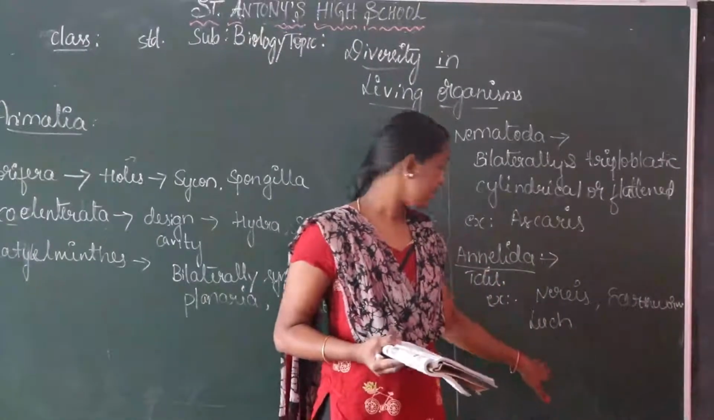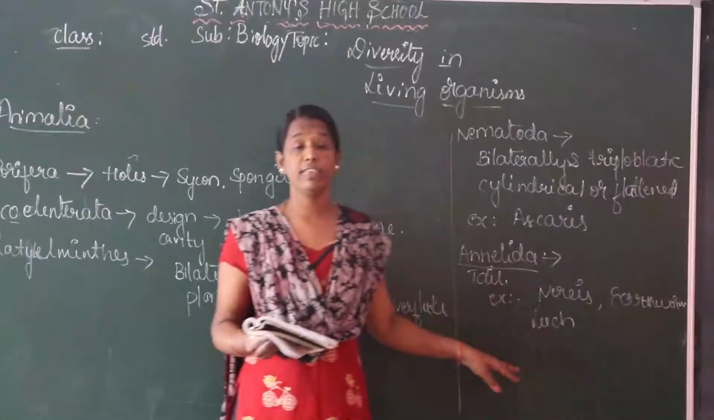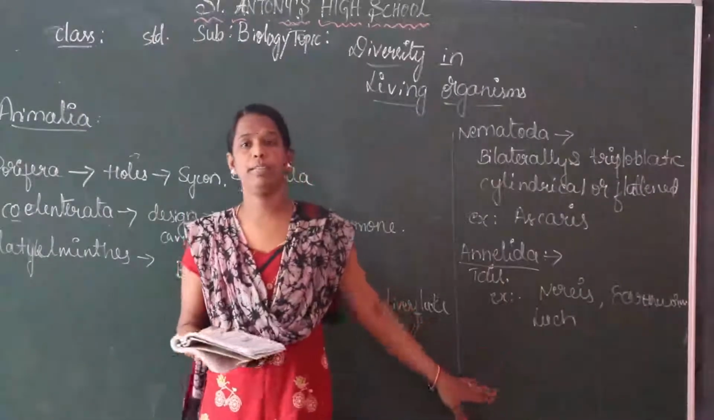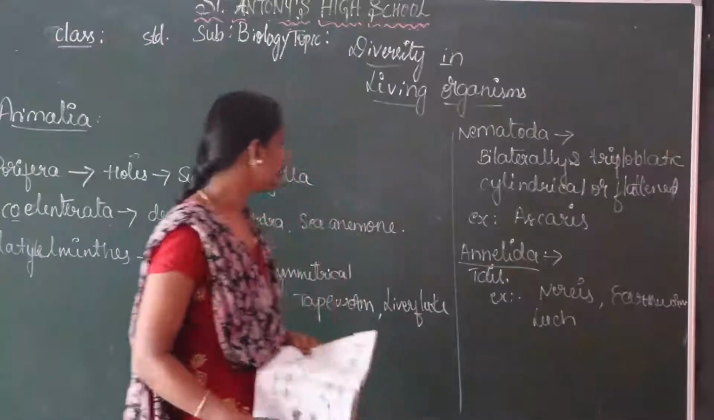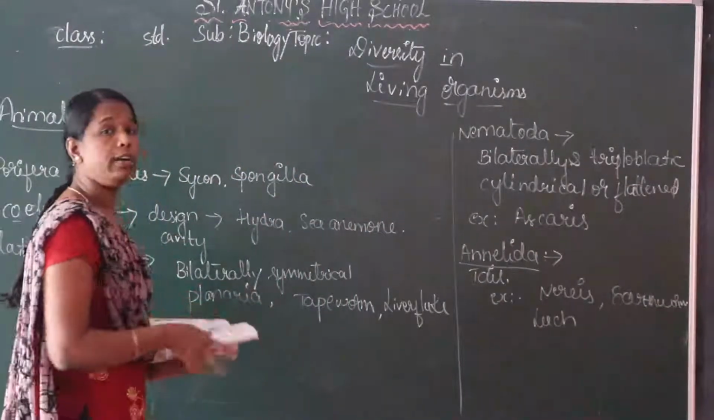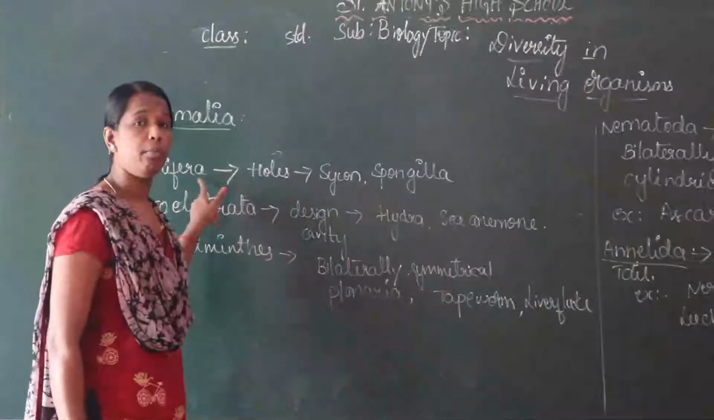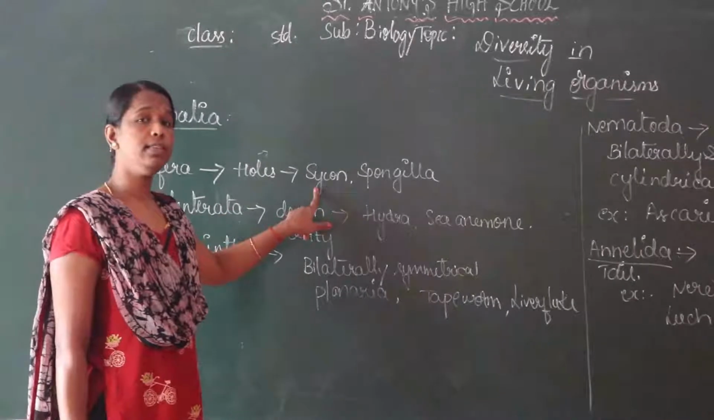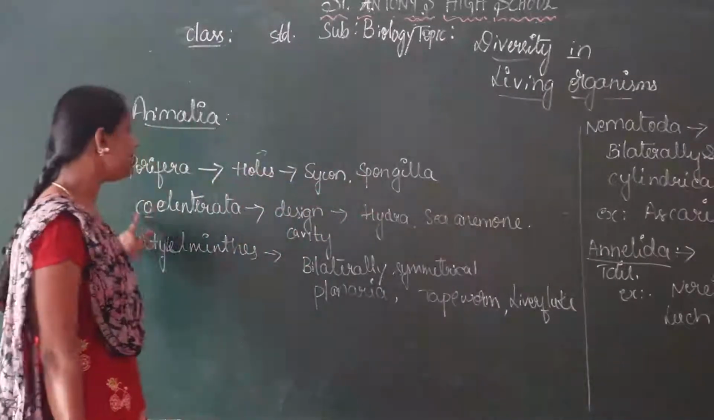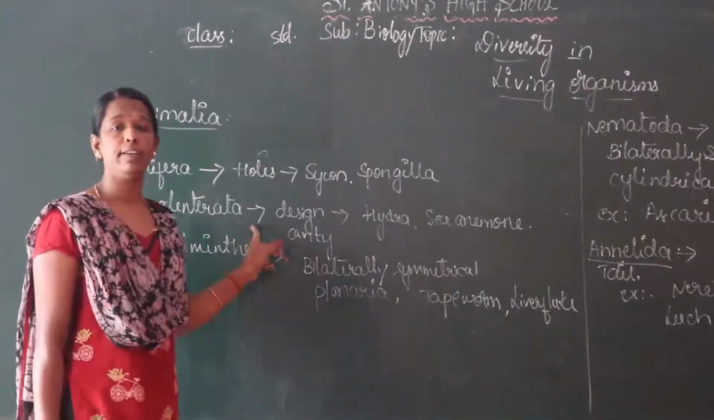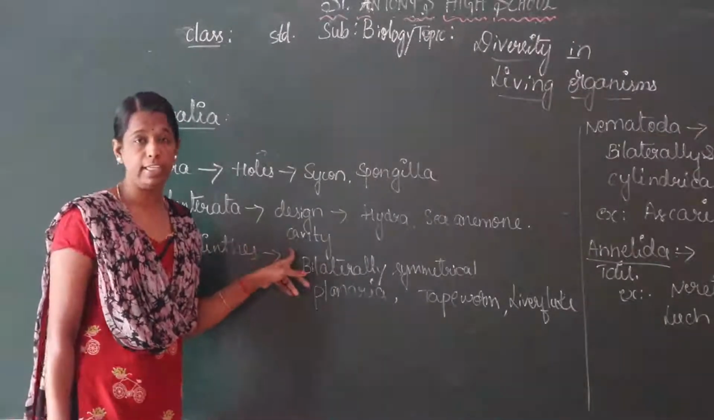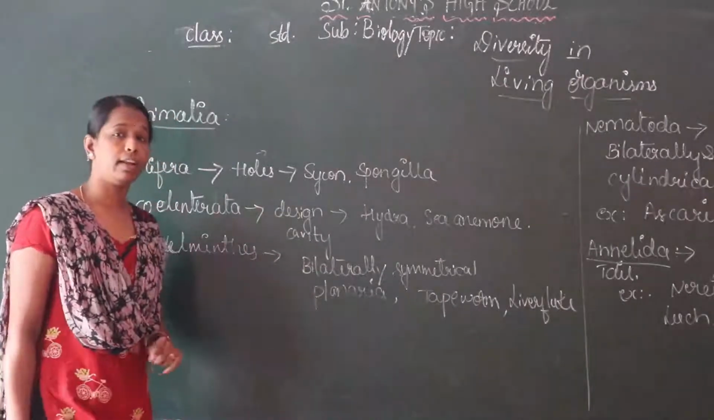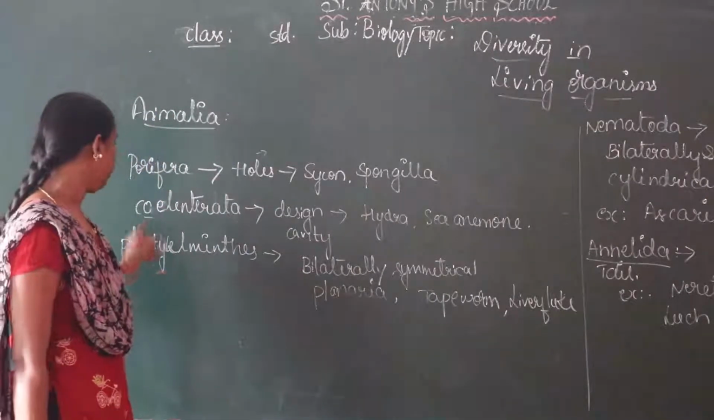Earthworm and leeches. The function of leeches is to suck the blood, the waste blood, from the animals. This is about the annelids. So the animals are differentiated into Porifera. Porifera have holes in the body cavity. Example for Porifera: Sycon, Spongilla. Coelenterata: it is a well designed body shape and it has a cavity. The cavity helps to exchange the materials. Example for Coelenterata: Hydra, sea anemone.